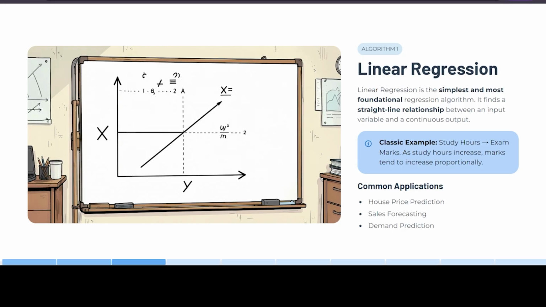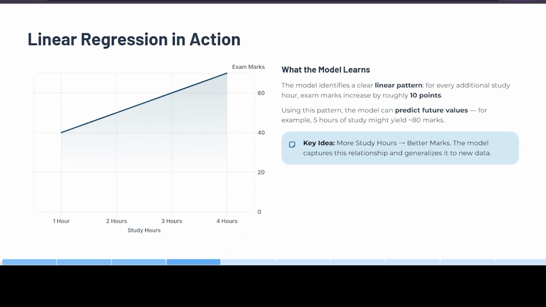This is the classic example: as study hours increase, exam marks also increase. Linear regression doesn't memorize anything. It learns from the pattern, from the data. It learns the relationship between the study hours and the marks. That's why it is called linear regression, because the relationship follows a straight line. Now I'm going to show some real-time examples of linear regression. So, where do we actually use this?